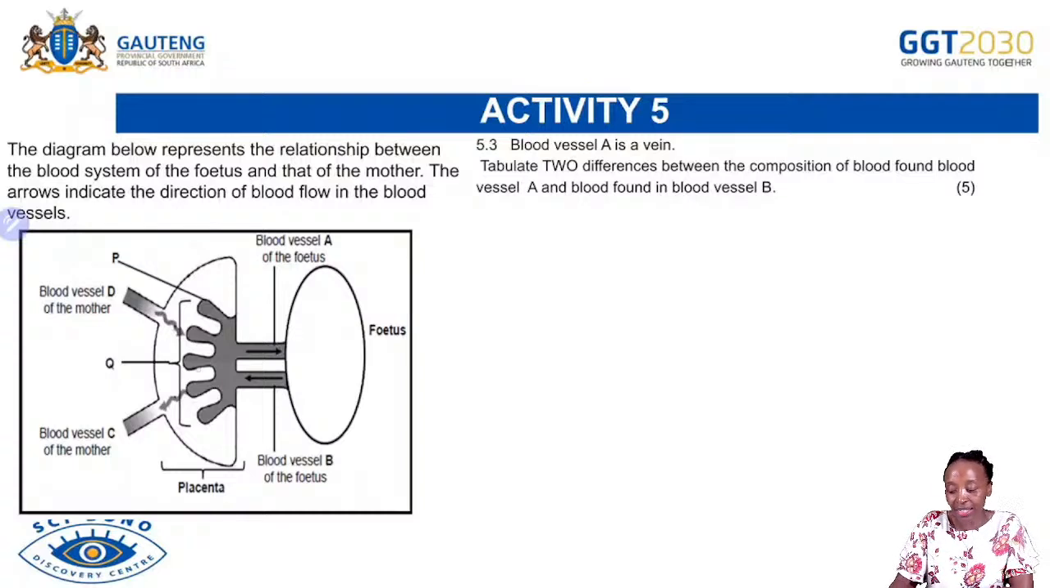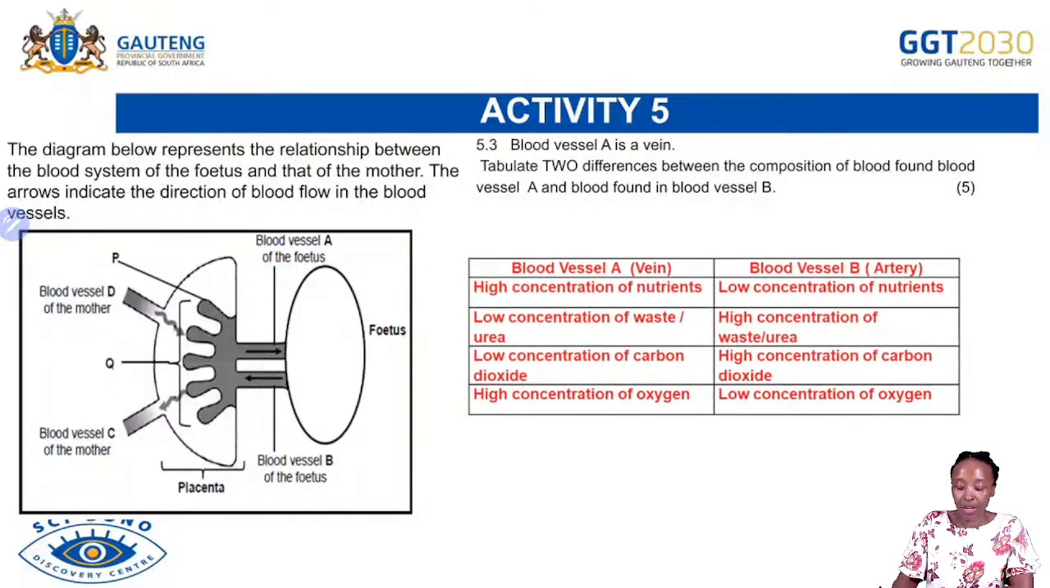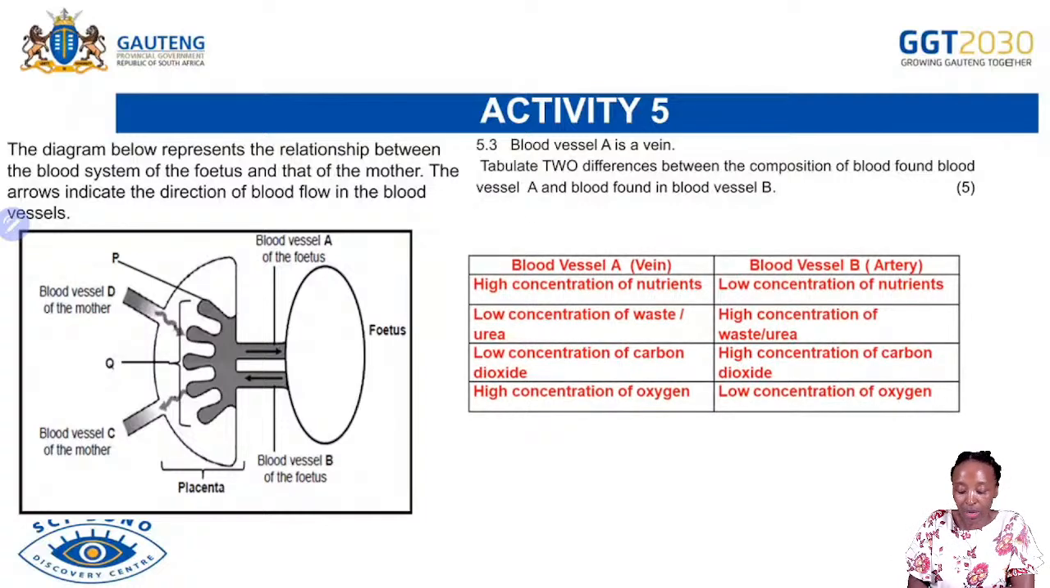We've already answered a question like this. Let us just go straight to the answers. So here, the only difference is that you are not told what blood vessel A and blood vessel B is, but the arrows are there to guide you. This one goes into the fetus, so it is the vein. This one is going away from the fetus, therefore it is the artery.